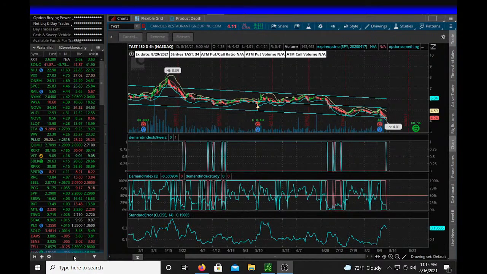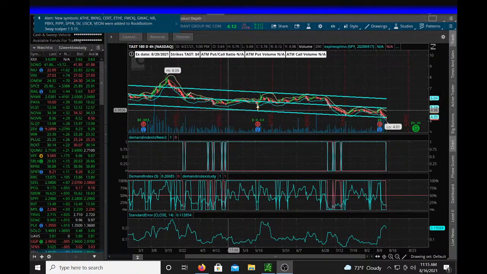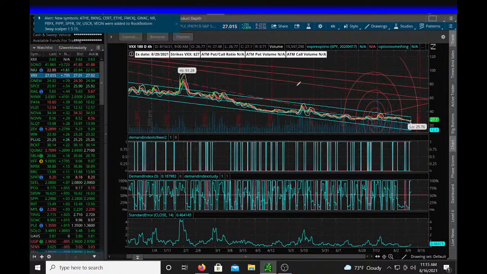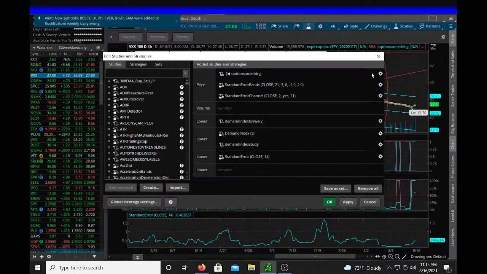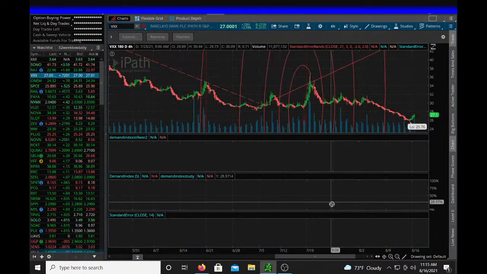Now we have chosen to throw standard error and our demand index up on the screen. And we've got some things referring to options as well. Now we can probably get rid of those. That's not very important. Yes, let's see.